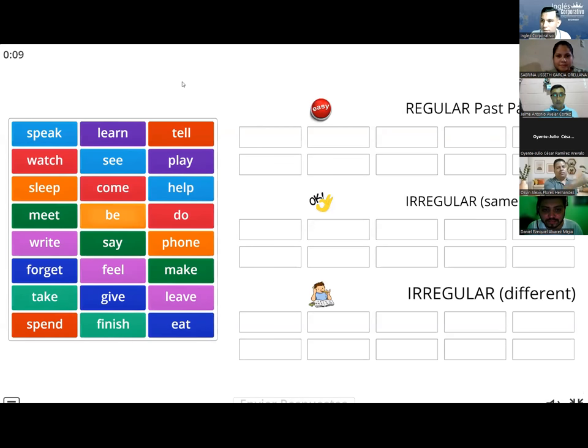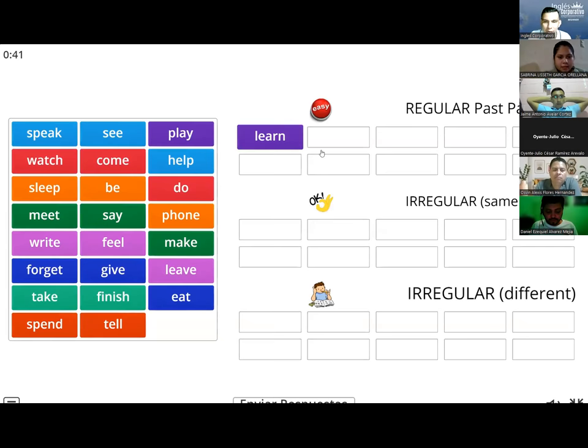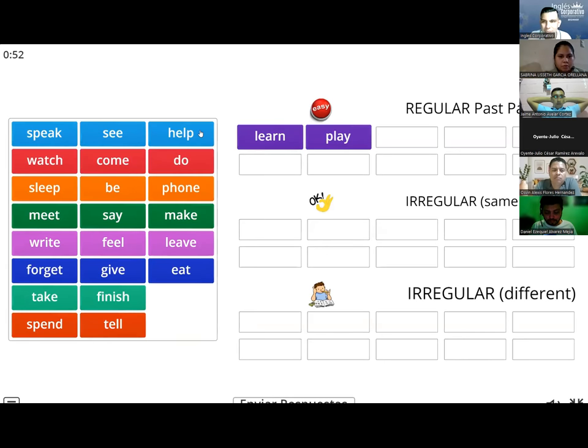Okay. What is the regular past? You have to tell me the verbs that are regular in the past participle. The verbs in which... learn. Okay. Another regular verb. Play. Okay, another one. Remember, regular verbs are those in which you have to add ed or d.